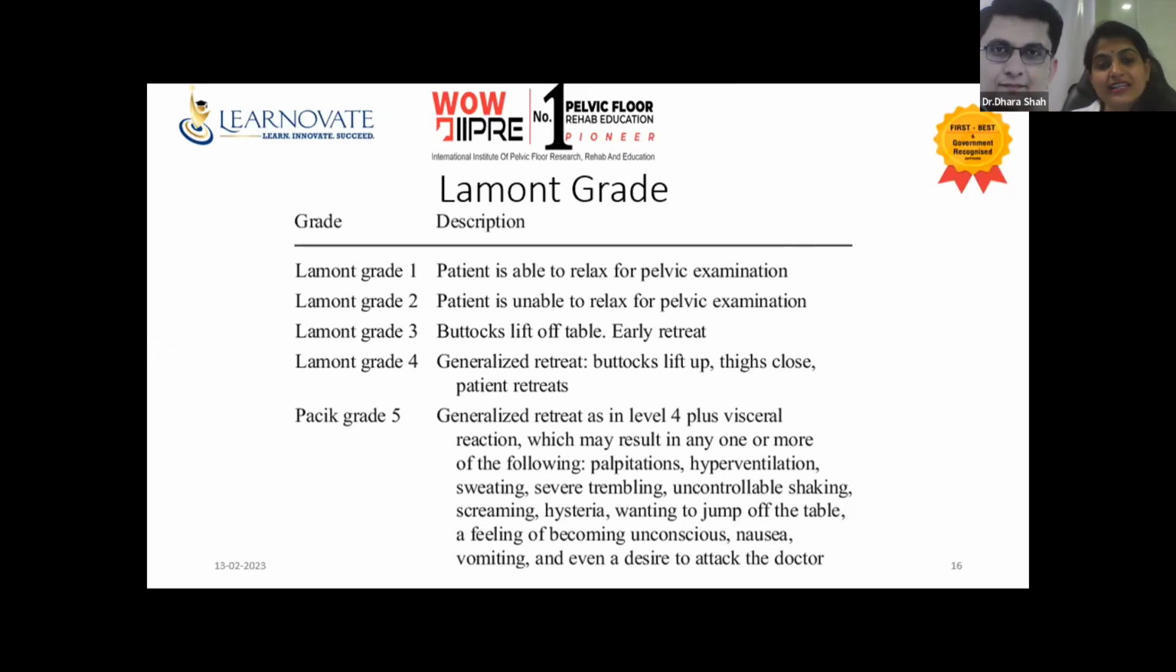Grade 5 is a generalized retreat as in grade 4 plus visceral reaction, which may result in any one or more of the following. She can have palpitation, hyperventilation, sweating, severe trembling, uncontrollable shaking, screaming, hysteria, wanting to jump off the table. So there can be serious consequences. That is the grade of readiness.